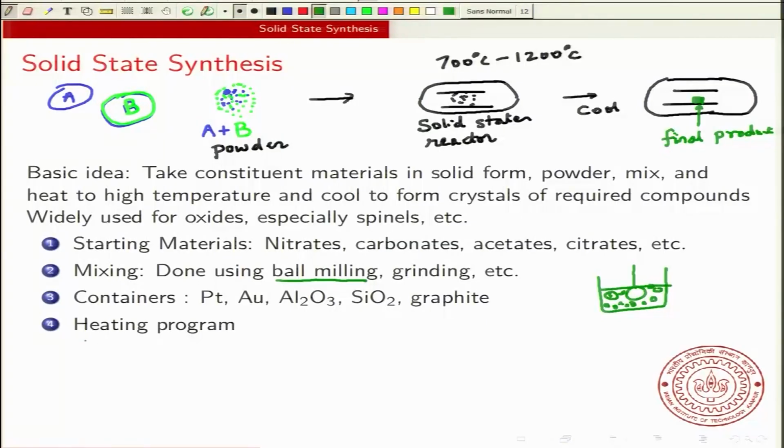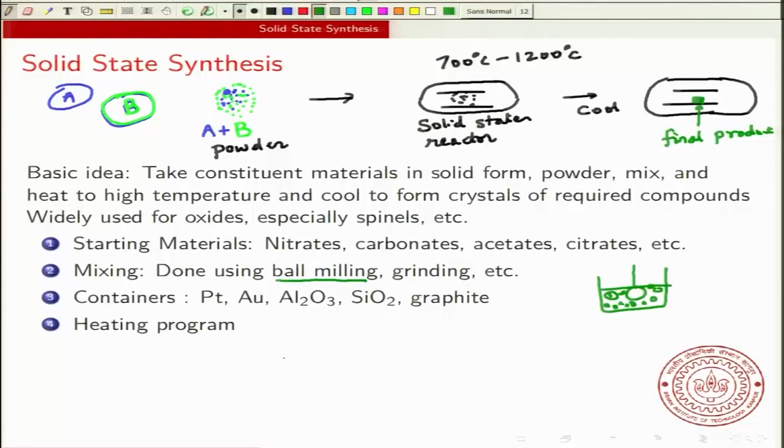And then the last thing is what I have called the heating program. So usually you raise the temperature, you hold it for some time at one temperature, then you might hold it for some more time at a different temperature, then you will cool at a certain rate. All those things have to be decided. So now let us take one very specific example.